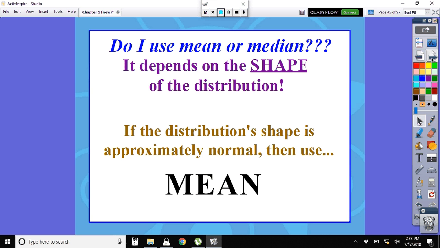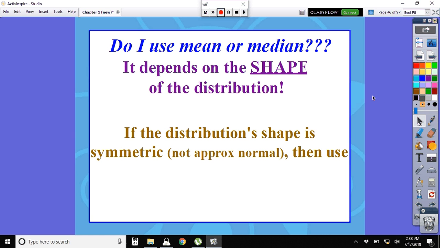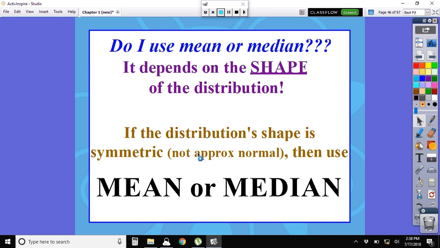And last but not least, what if the distribution shape is symmetric, but it's not approximately normal? So which one would I use then? What if it was one of those like bimodal? What if it was roughly symmetric? Does it really matter? Then you really get to use the mean or the median, because if the distribution is symmetric, the mean and the median really should be about the same value. Okay, so now you've got a choice here. If it's not approximately normal, but it's still symmetric, you get to choose because both of those values should be roughly the same.